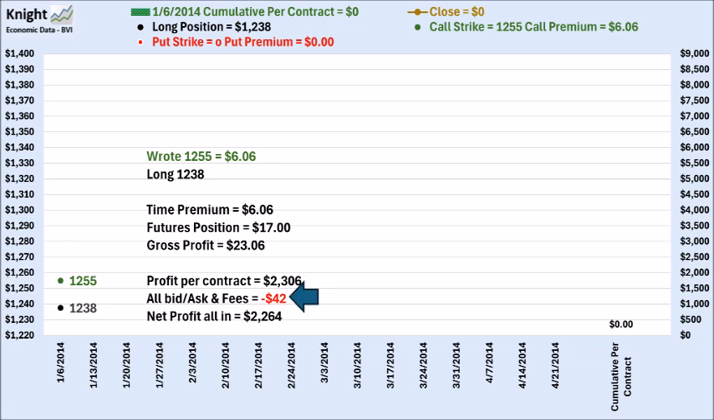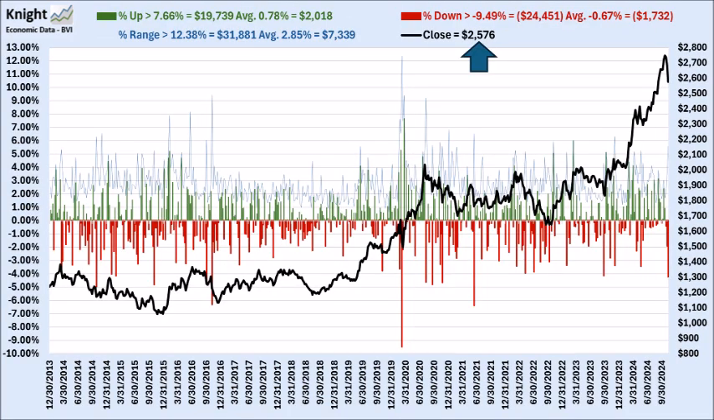Less all costs, which include bid-ask spreads, brokerage, exchange, carrying costs, and regulatory fees, which total $42 on a 100-ounce contract worth $125,500. On the week, if the position was called away at $1,255 per ounce, it would net us, after all costs, $2,264 per contract. Now let's look at the downside risk and how we objectively define it on the trade and for the duration of the trading period.